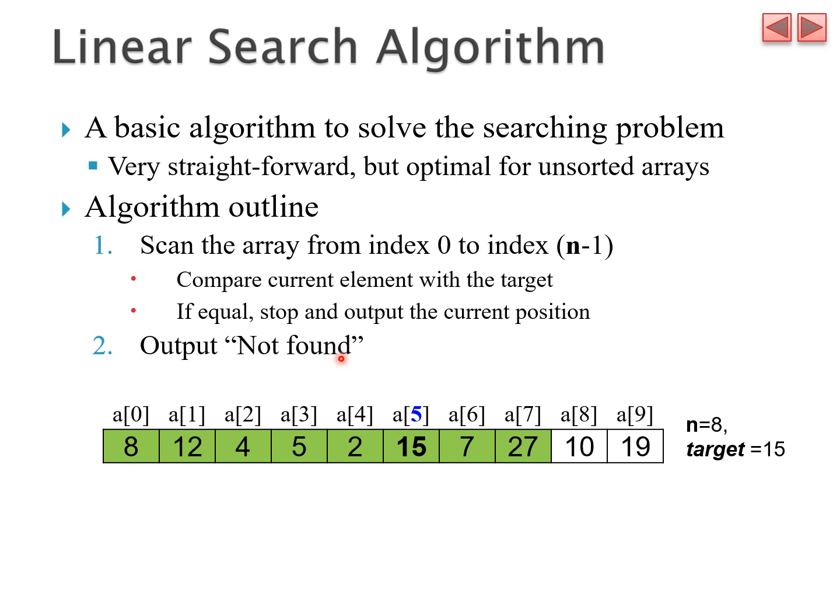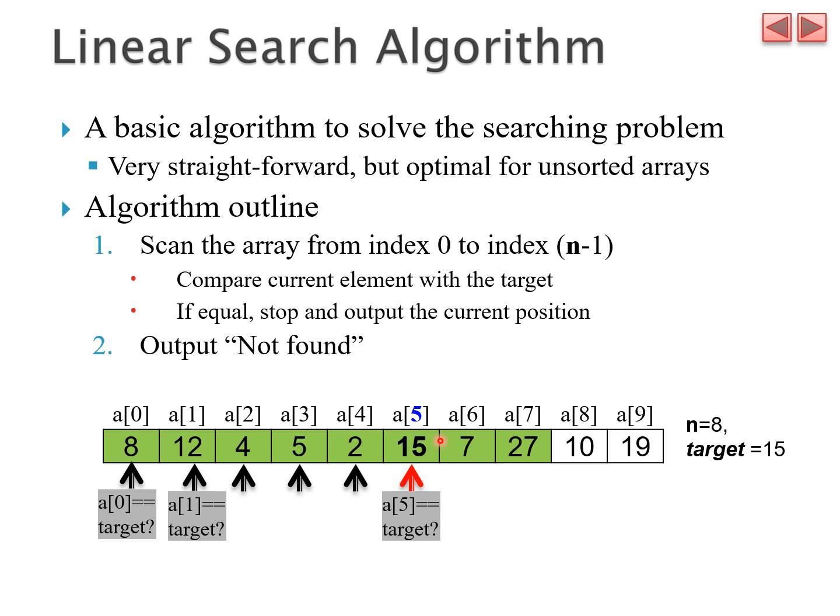For example, suppose we perform the linear search on this given instance of the searching problem. Then first we check if A0 is equal to the target. If not, then check if A1 is equal to the target, and so on until we reach A5, which equals the target, and we stop and output the current position, which is 5.